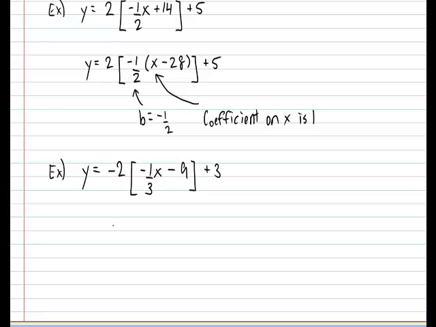So let's see how you guys did. Y equals minus 2, so I'm going to factor out the negative 1/3, and that leaves behind an x and a plus 27, I believe. So now the true b revealed itself to be minus 1/3, and the coefficient on the x is 1. So this is proper format.